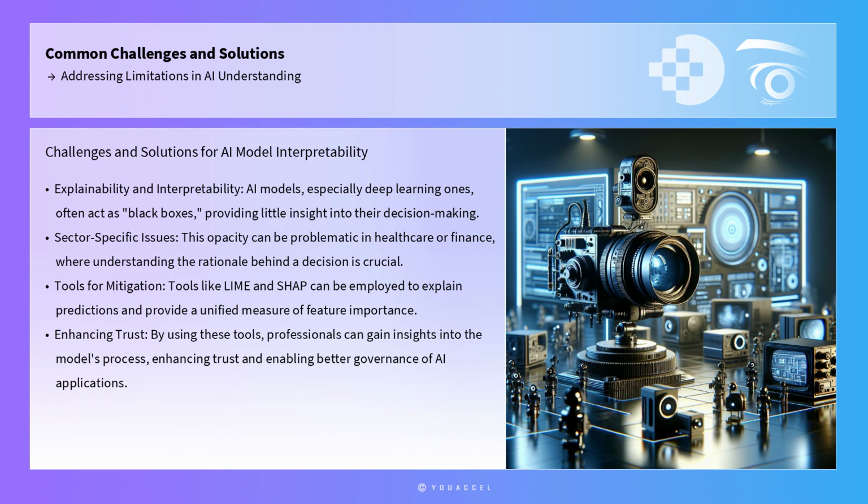LIME explains the predictions of any classifier in an interpretable and faithful manner by approximating it locally with an interpretable model. SHAP, on the other hand, provides a unified measure of feature importance by computing the contribution of each feature to the prediction. By utilizing these tools, professionals can gain insights into the model's decision-making process, enhancing trust and enabling better governance of AI applications.